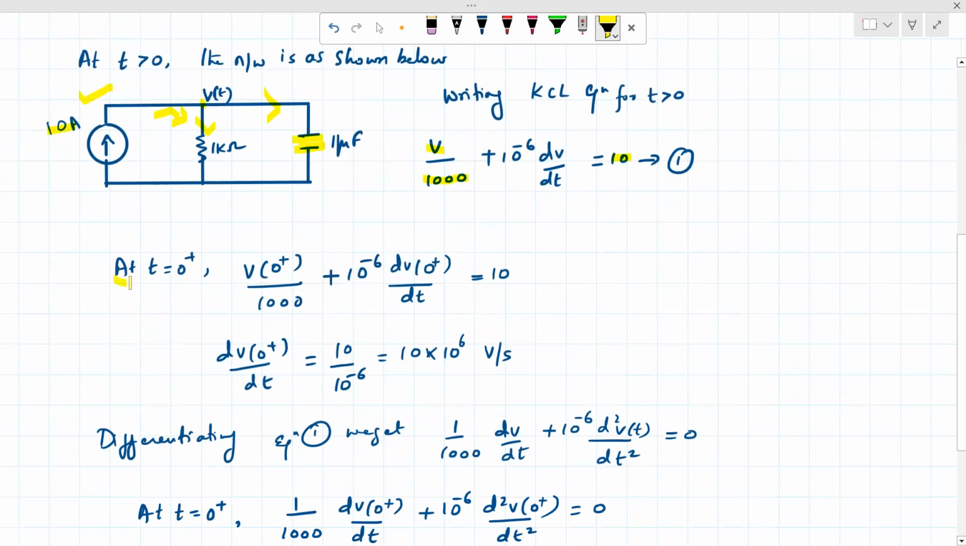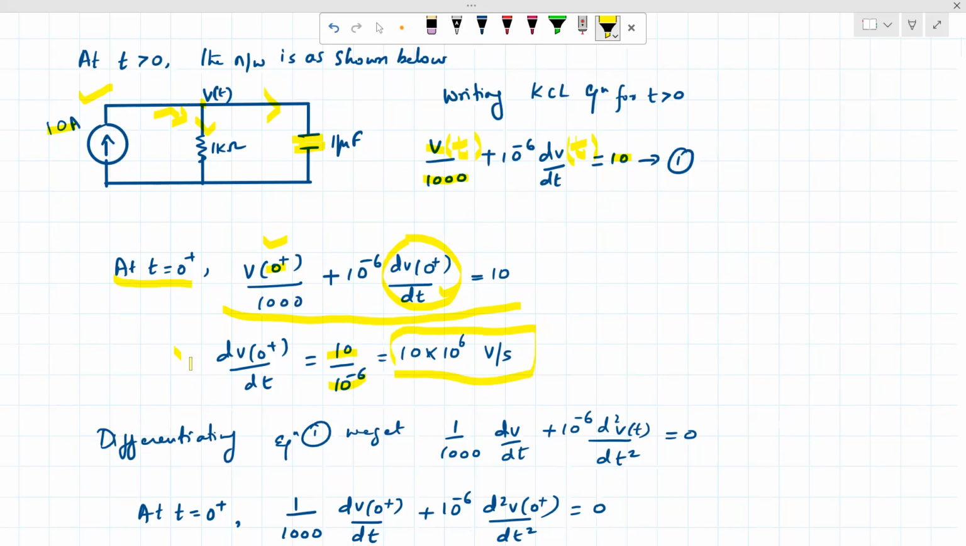At t equal to 0 plus, we substitute the condition, so t is replaced by 0 plus. Here there is a v of t, and here also a v of t. We have rewritten the equation with t replaced by 0 plus. Now we calculate the value of dv of 0 plus by dt. By substituting v of 0 plus as 0, this whole term becomes 0. The remaining is dv of 0 plus by dt equal to 10 divided by 10 raised to minus 6, which is 10 into 10 raised to 6, that is 10 raised to 7 volt per second.